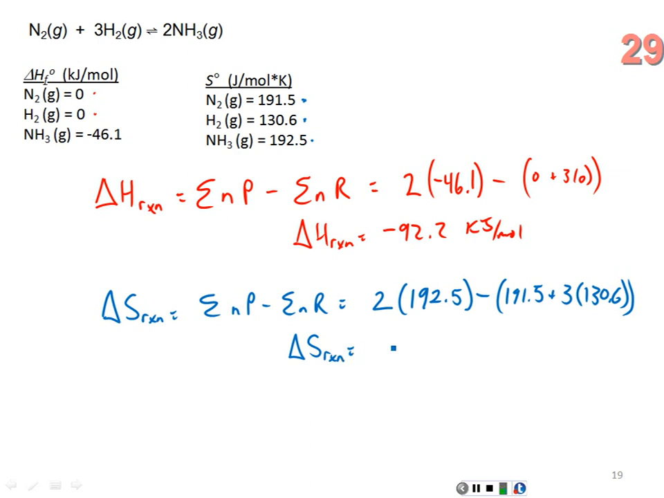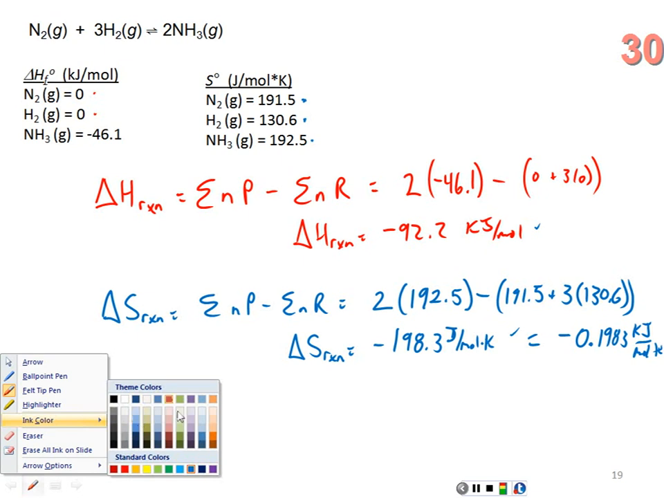So the total delta S is negative 198.3 joules per mole Kelvin. And remember, to compare these two, enthalpies in kilojoules, entropies in joules, we have to convert one of them. Let's just convert entropy, so that becomes negative 0.1983 kilojoules per mole Kelvin.